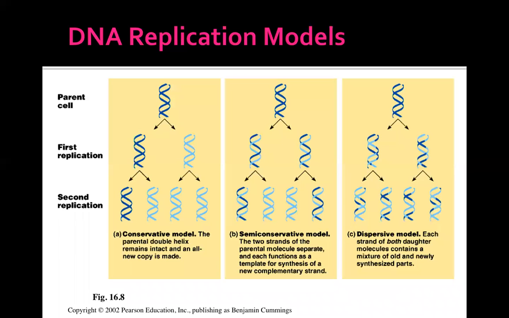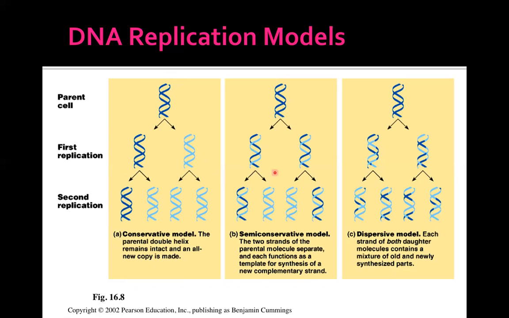When looking at DNA replication, again, we had to work our way through models. The first was the conservative model, in which I have this parent strand of DNA that remains intact while a new strand is created. 2 new strands are created and bound to each other, whereas the original strands stay together, and this continues.